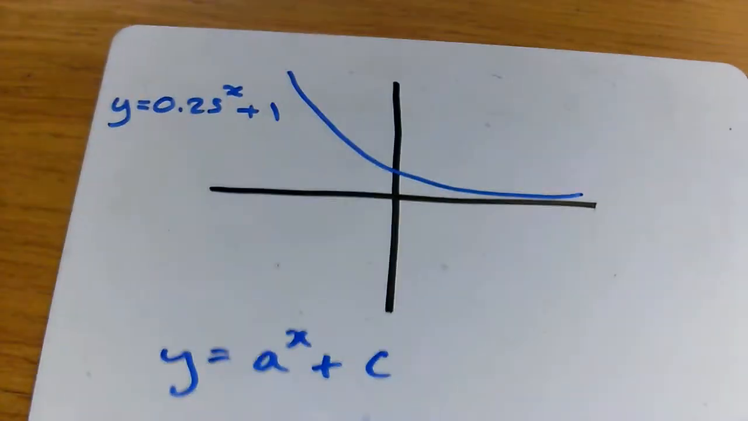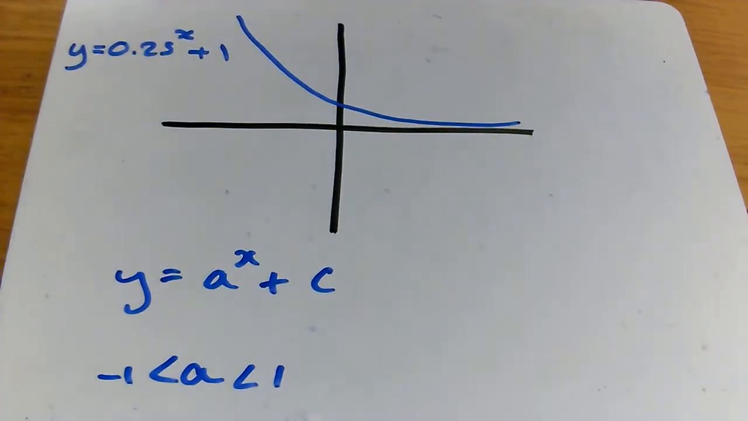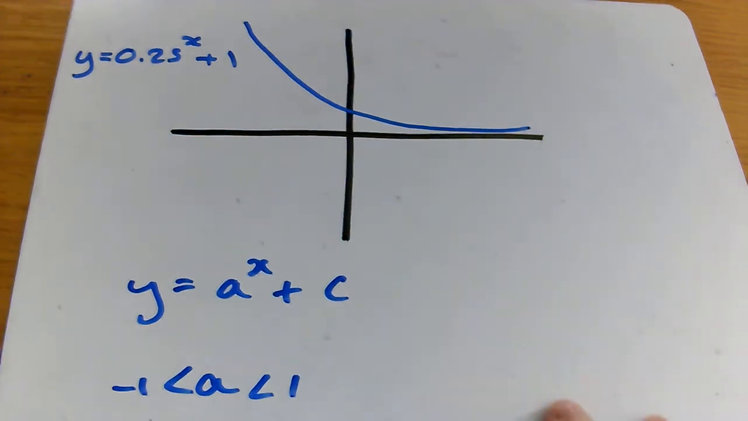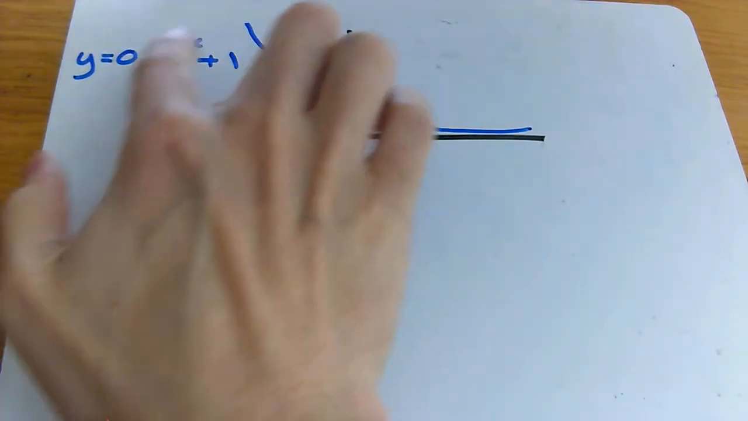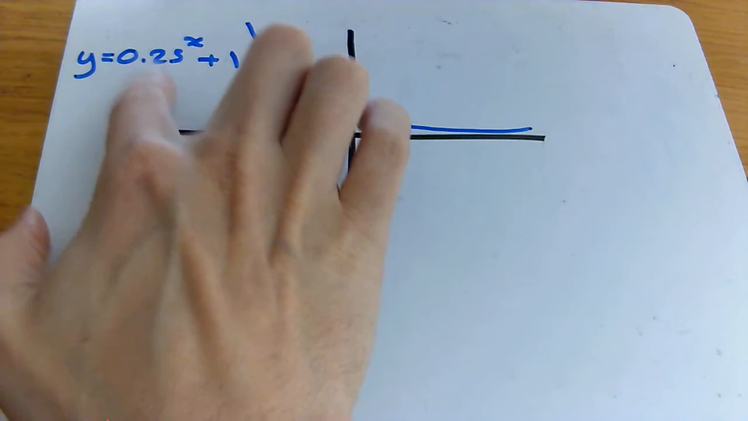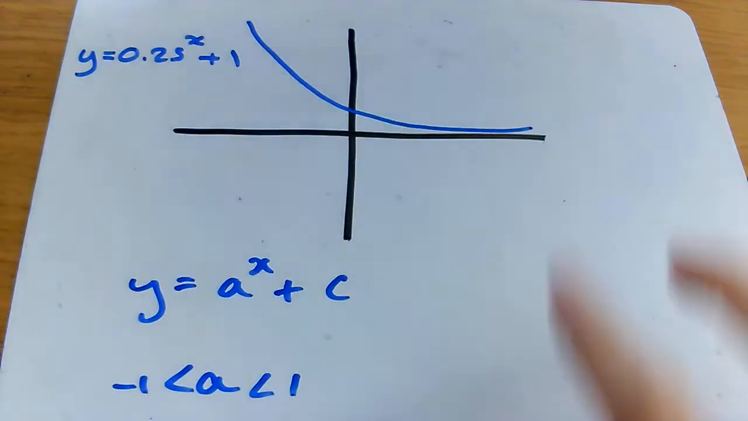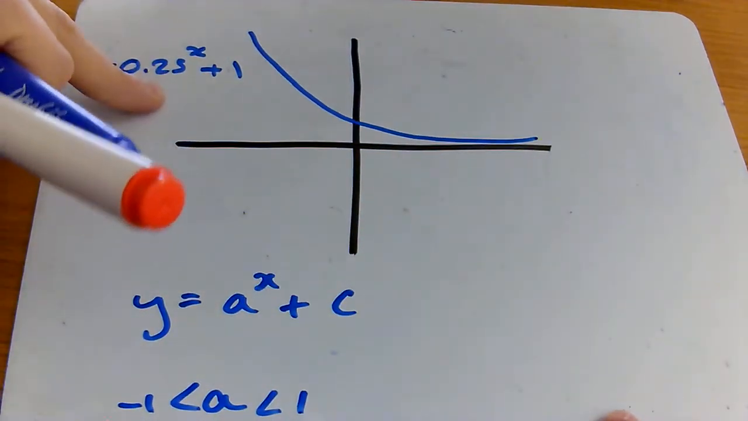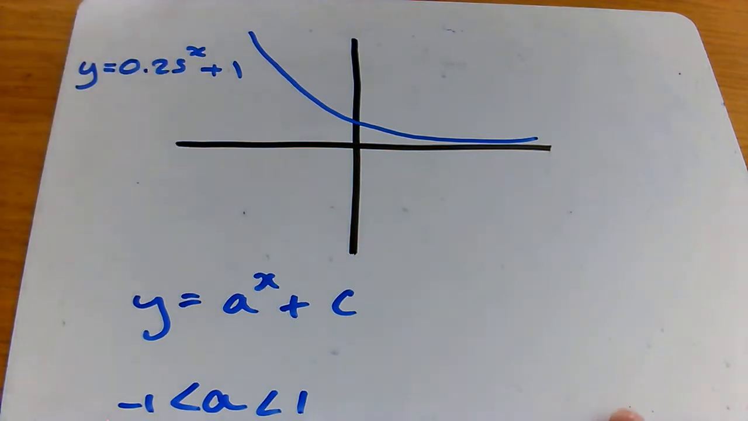So the first important one is this. Now this is actually a mirror image of the one we were just looking at. What's changed here is that instead of it being 4 to the power of x, it's 0.25 to the power of x. I've chosen that one deliberately because of course that is the reciprocal of 4. That's a quarter as a decimal.